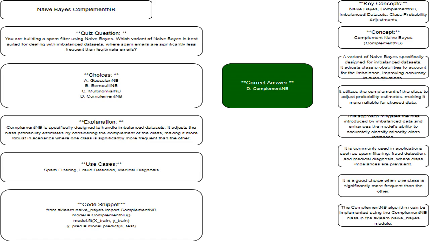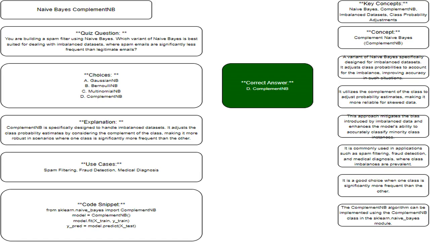Imbalanced datasets are datasets where the number of samples in one class is significantly higher than in other classes. This can lead to biased models that favor the majority class. Examples include fraud detection, where fraudulent transactions are significantly less frequent than legitimate transactions, and medical diagnosis, where rare diseases occur in a small proportion of patients.